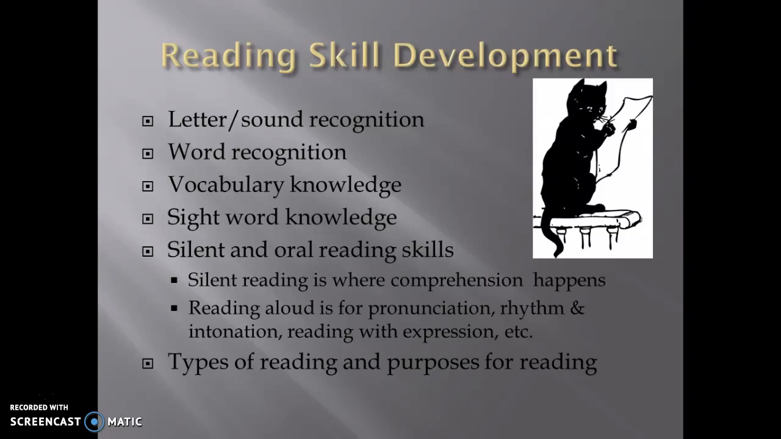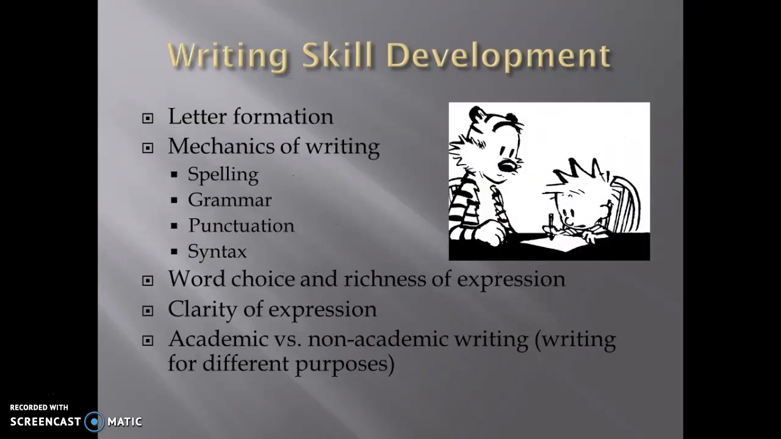And then we have read different types of documents, right? Brochures, pamphlets, books, novels, newspapers, reports, that type of thing. Our writing skills, we learned to form our letters, and then we developed the mechanics of writing with spelling and grammar and punctuation and syntax. And as we matured, our word choice and richness and clarity of expression got better. And then, of course, we have read for very different purposes, right?